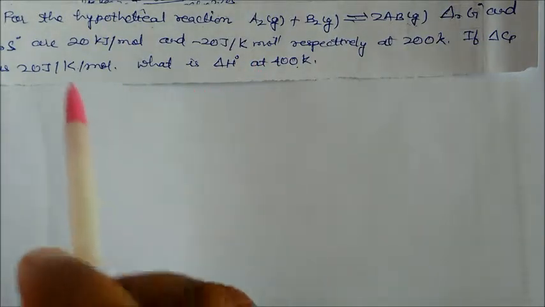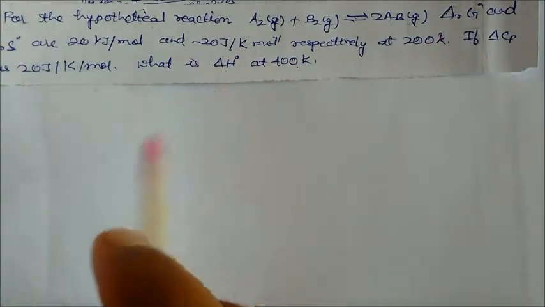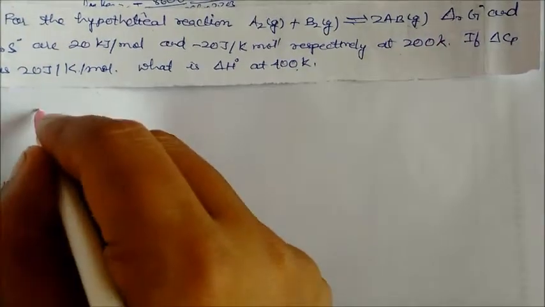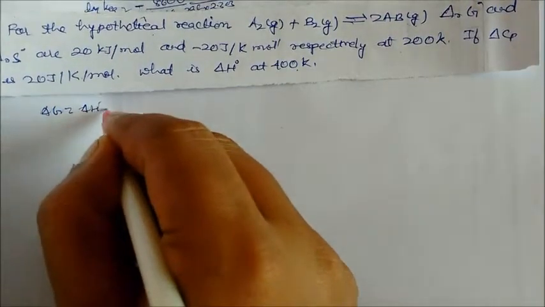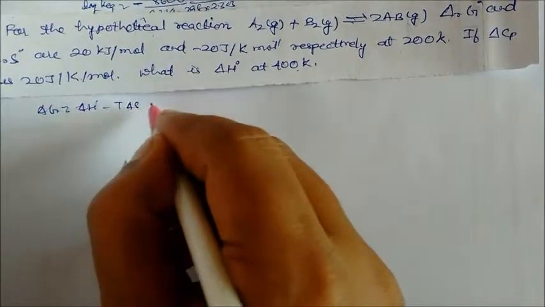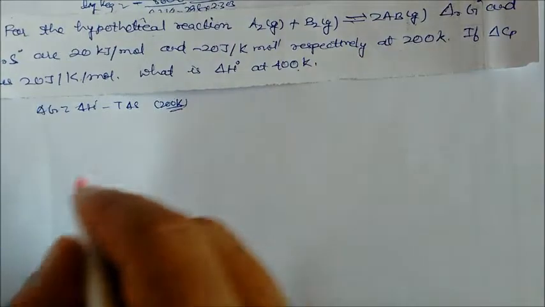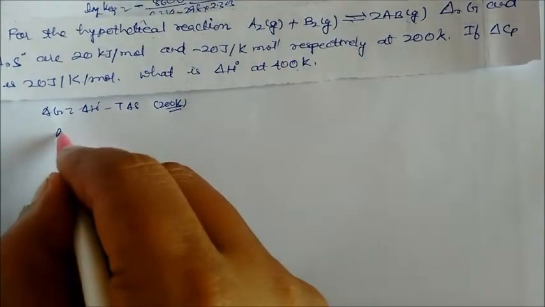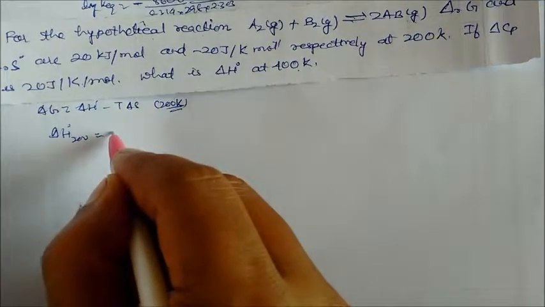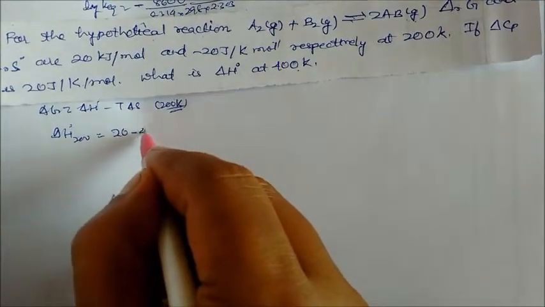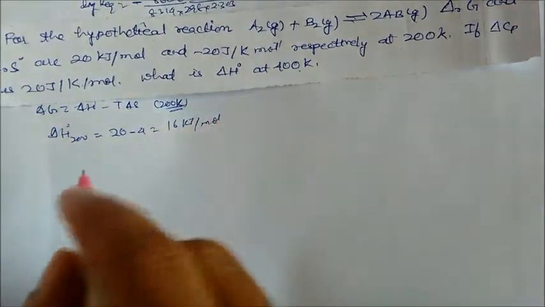So here we have to find out delta H naught. Again we have the equation delta G is equal to delta H naught minus T delta S. All of this is at temperature 200 Kelvin, given here. And delta H at 200 will be equal to 20 minus 4, that is 16 kilojoule per mole. So why 20 minus 4?